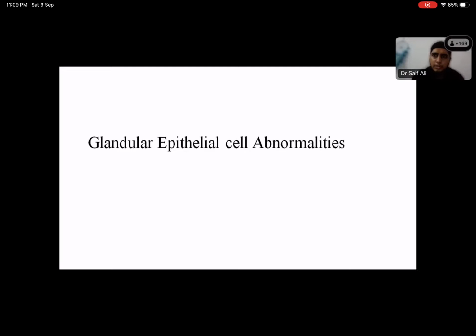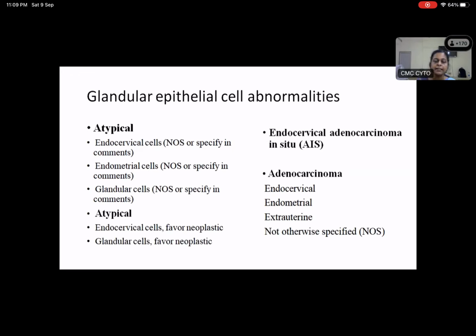Not otherwise specified. We have endocervical, endometrial, and endometrial and endocervical cells atypia. Then we have endocervical atypia favor neoplasia, then we have adenocarcinoma in situ, and then we have endocervical carcinoma. Very good. So this is actually the classification.